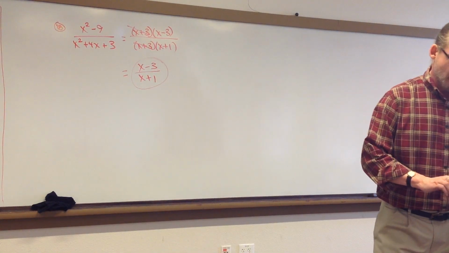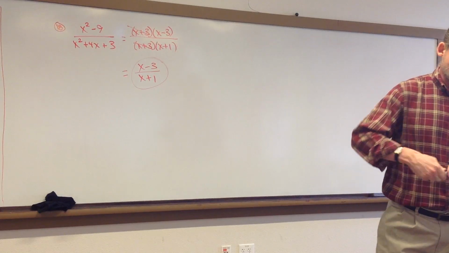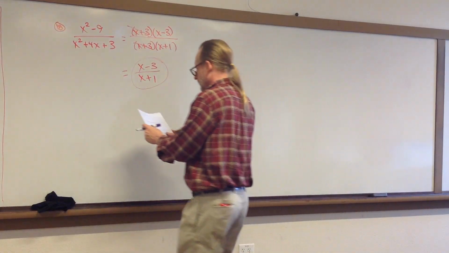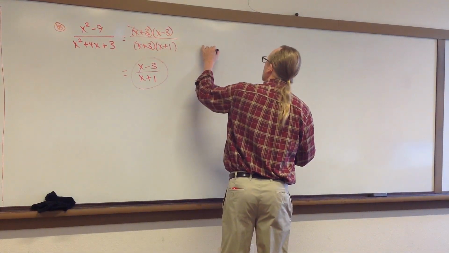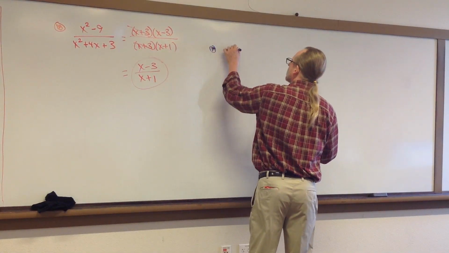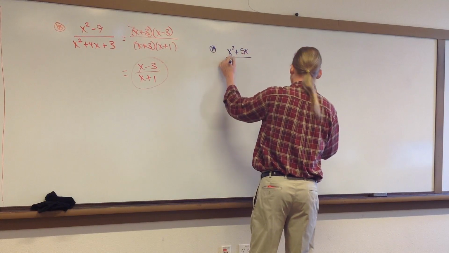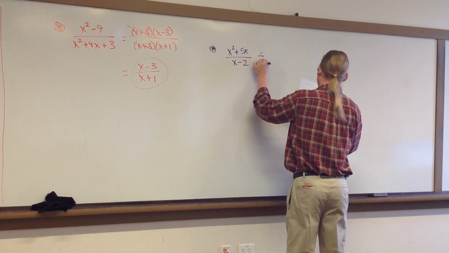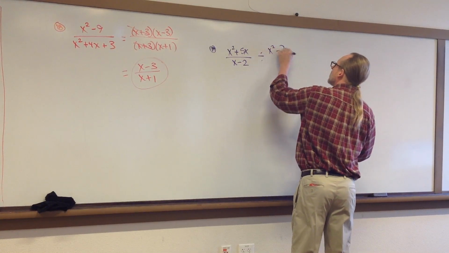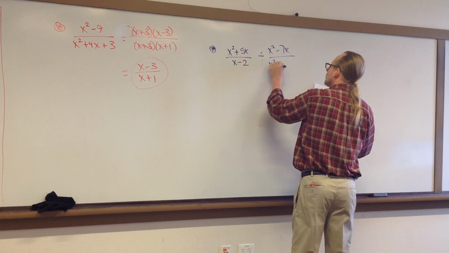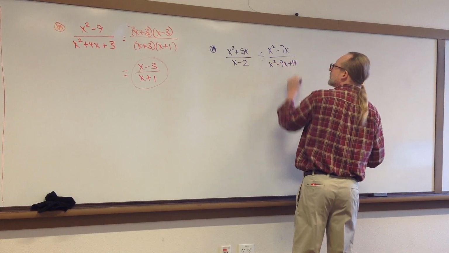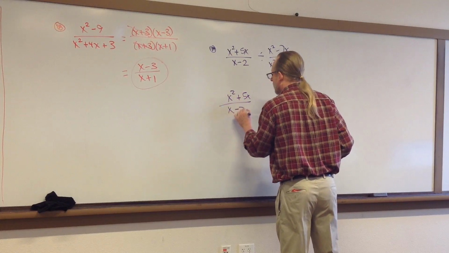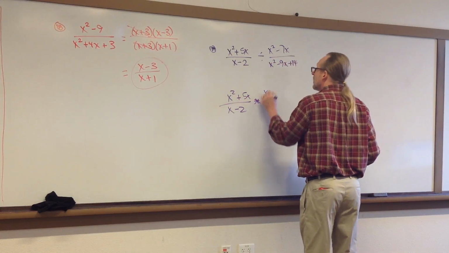Okay. Problem 19 is a division problem. So this is x squared plus 5x over x minus 2, and let's see, divided by x squared minus 7x over x squared minus 9x plus 14. So the first thing I'm going to do is to rewrite this as a multiplication by the reciprocal.